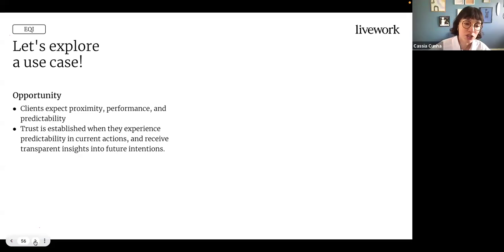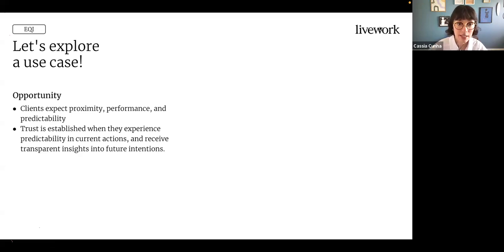And then we also understood that trust, we're talking about money, so trust is a key factor here. And trust for these clients was a combination of things, right? So they wanted to experience this predictability. They wanted to see it in action. They wanted to receive transparent insights, and they wanted AKE to guide them towards their future intentions.